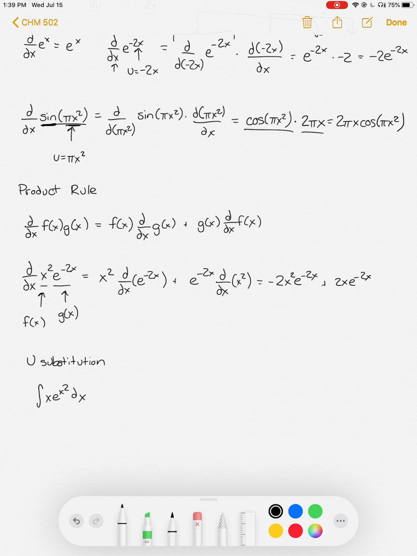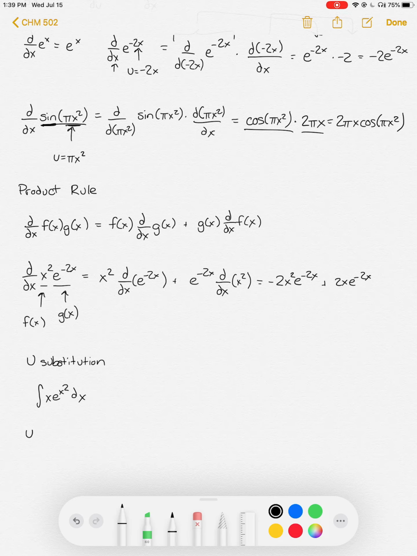But with this, we can do u substitution, and we're going to convert from a function of x into a function of u. And when we do that, we'll see that this function actually fits into a form that we know how to integrate. So what we'll do for this is we'll find out something that u is.